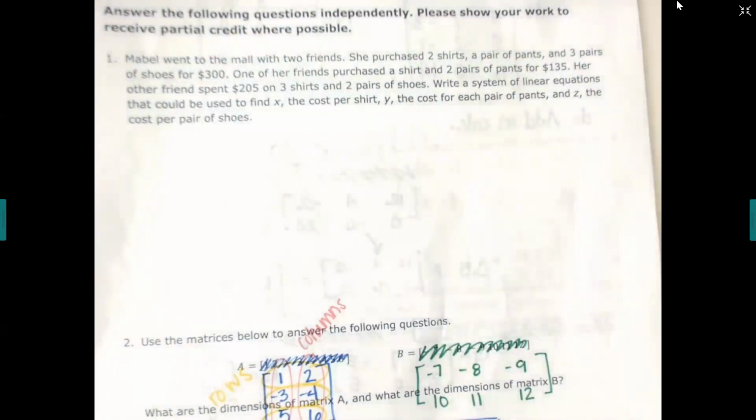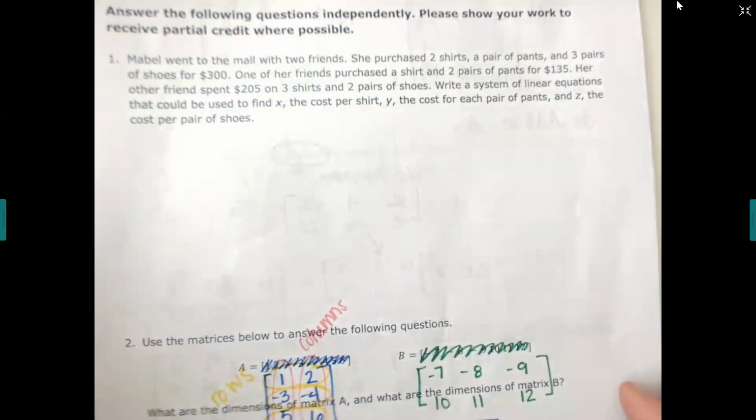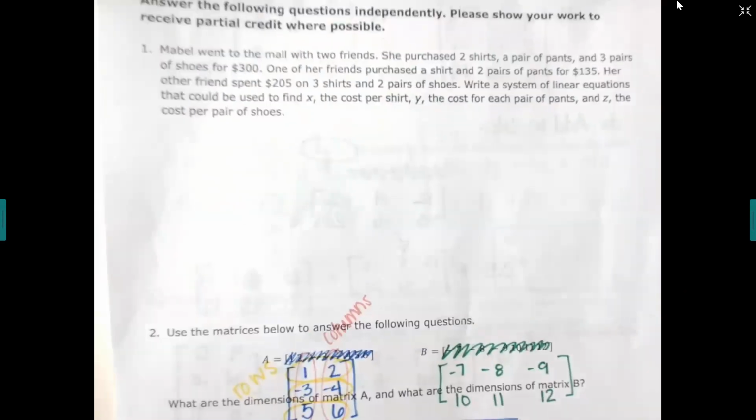Okay, we're gonna do 2 more examples together out of the word problems. So if you'll flip all the way back to number 1. We're gonna do 2 examples, we'll do number 1, and then I think you already did it? Oh. All day, I guess you can see if you did it right. Okay, number 1, it says, Mabel went to the mall with 2 friends. She purchased 2 shirts, a pair of pants, 3 pairs of shoes for $300.